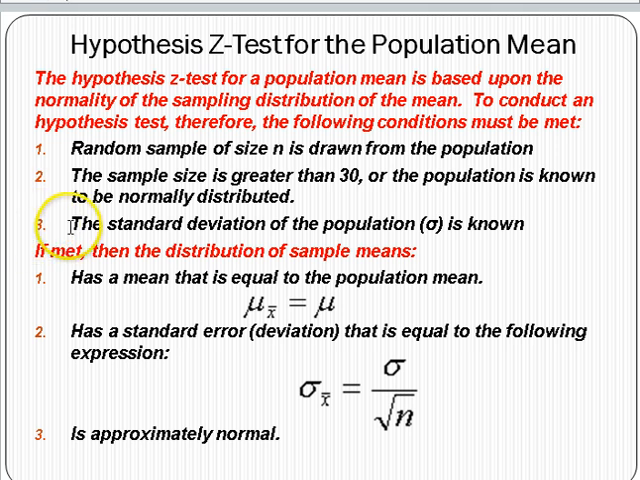As we'll find later in the semester, you rarely know the standard deviation of the population, but for now we'll assume that it's known. If these conditions are met, then some things we know about the sampling distribution is that its mean is equal to the mean of the population. The standard deviation of the sampling distribution is the standard deviation of the population divided by the square root of n, and it's approximately normal. Because it's normal, we can determine probabilities associated with different sample means.